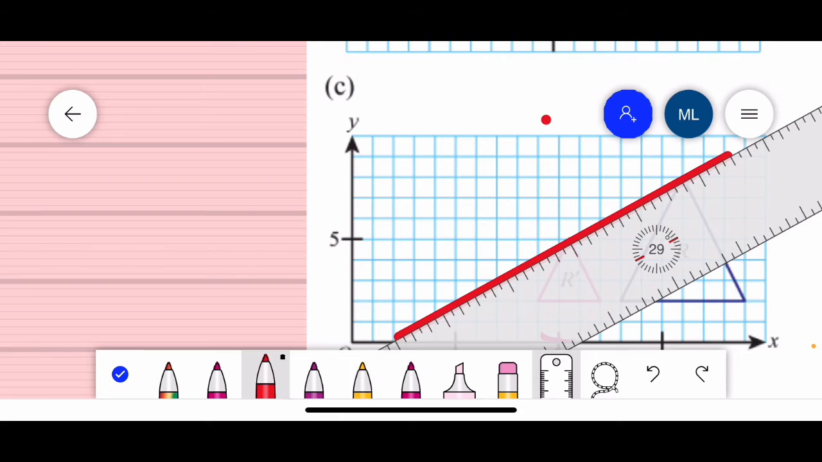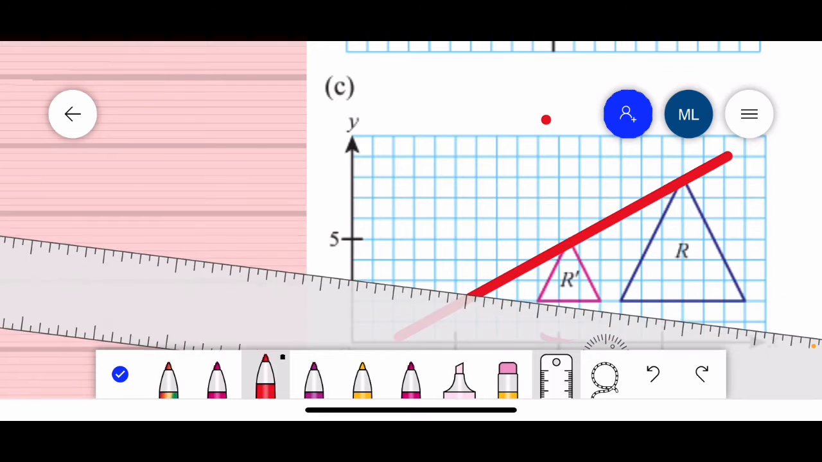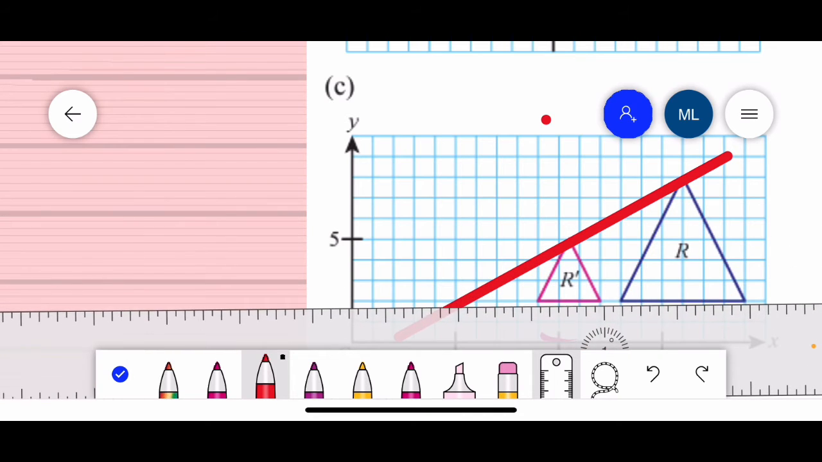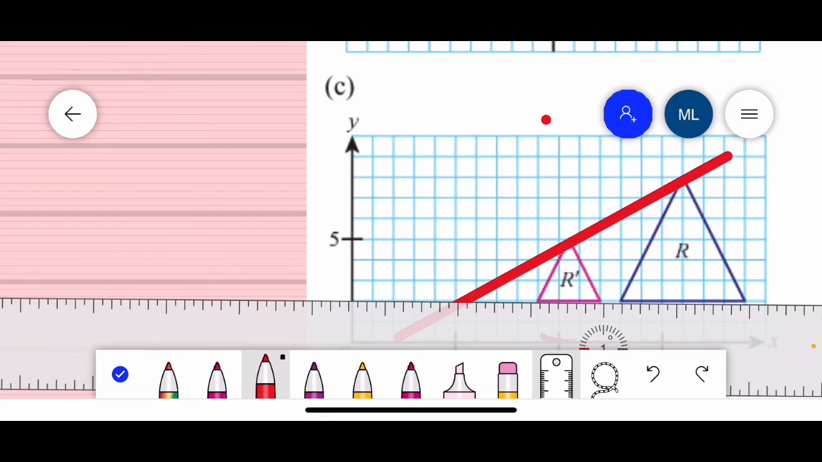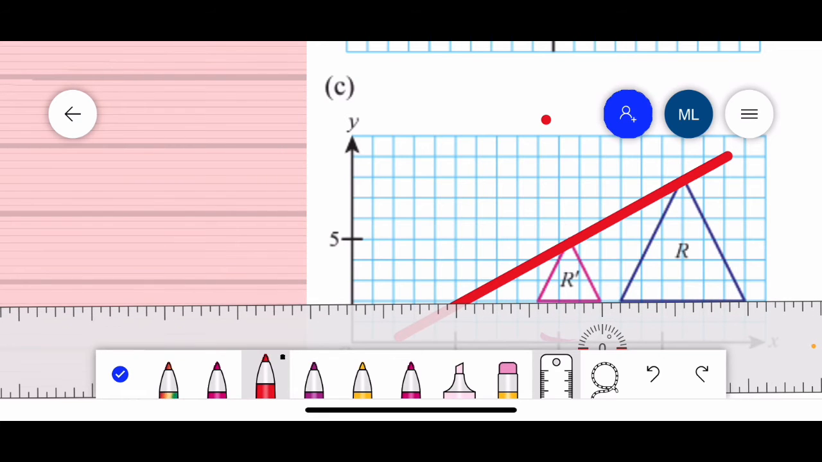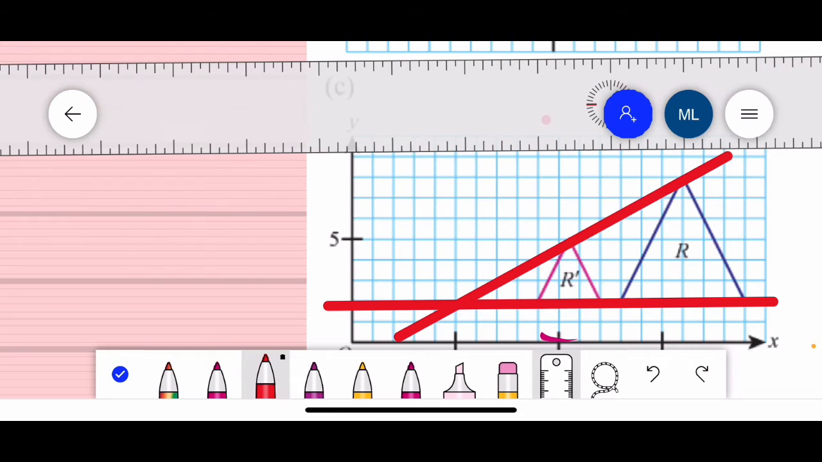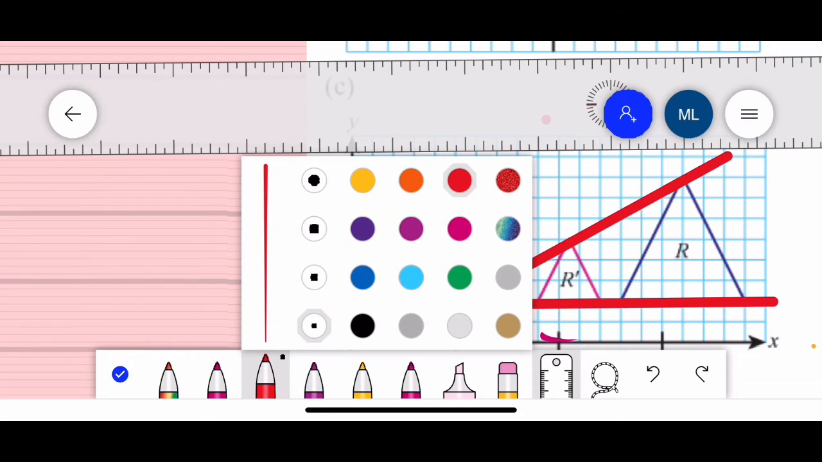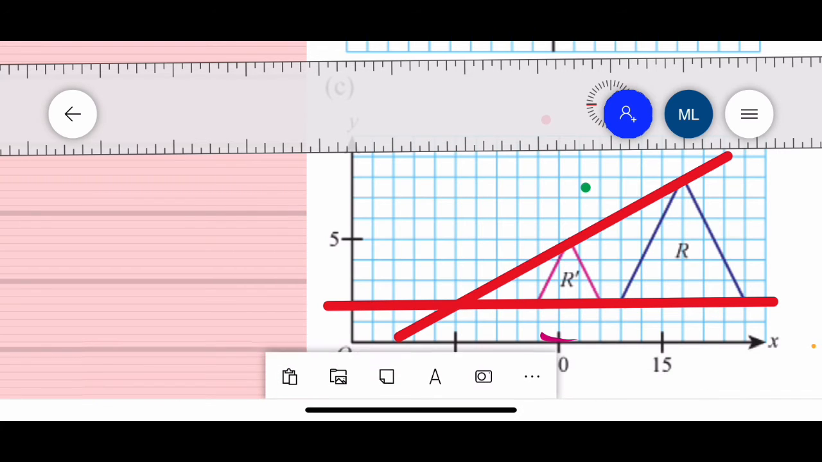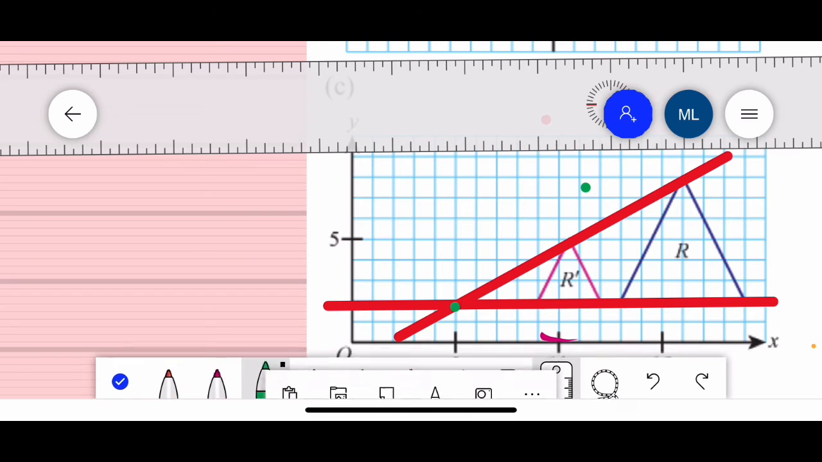Object is blue color and image is pink color. As I said, with just one line, you can't see the intersection point. Maybe we can choose this one. Right, this is easy because you can see clearly. For this point, this is the object, this is the image, so we just drag the line. It seems just two lines will do. If you want 3, fine, no problem. So this is the center of enlargement.